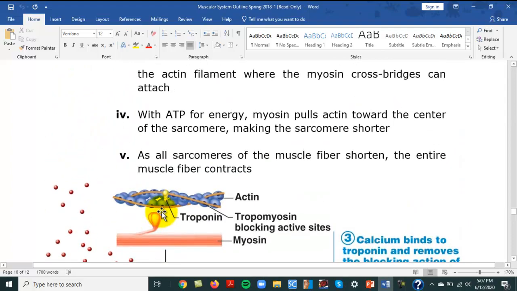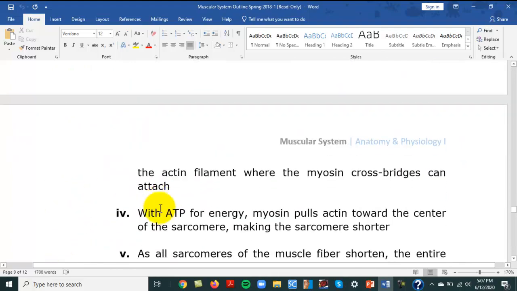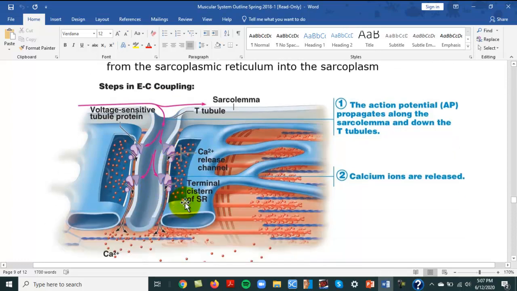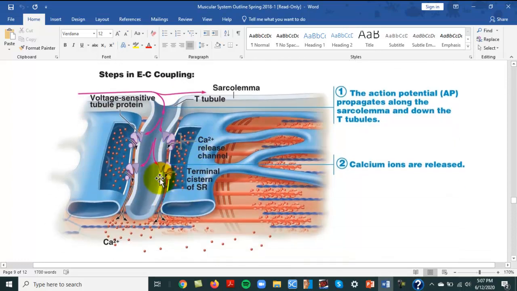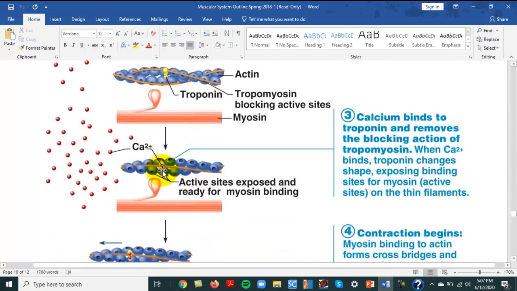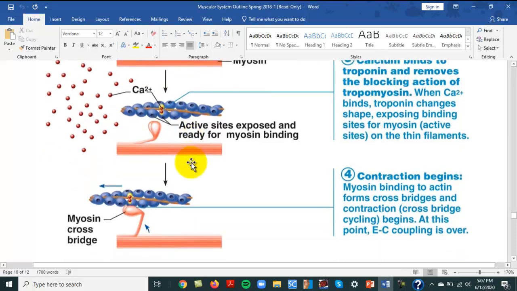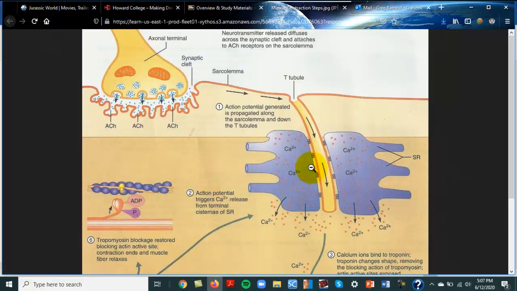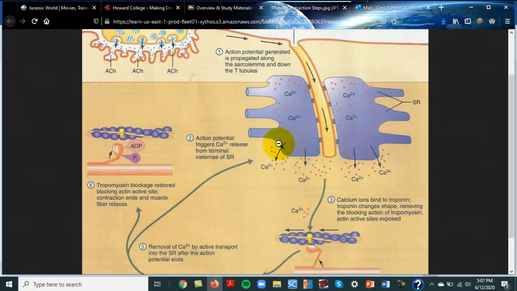So you have an action potential. The action potential travels down the transverse tubule. It causes calcium to be released. Calcium goes down and binds to troponin. Troponin pulls over tropomyosin and exposes the binding site. That little head immediately reaches up, grabs, and pulls. All one motion.